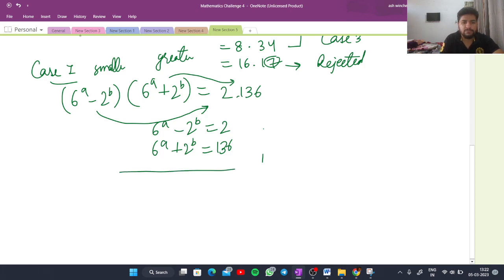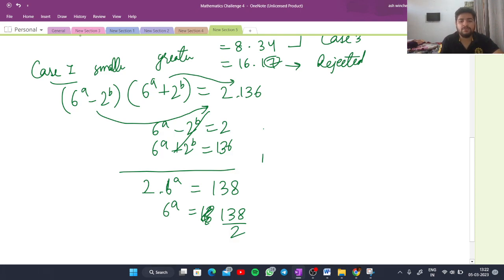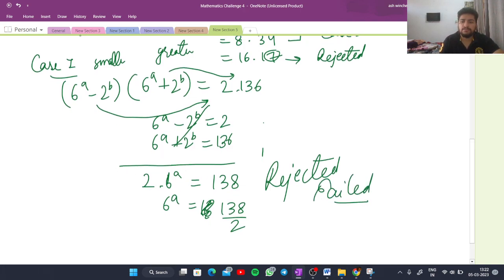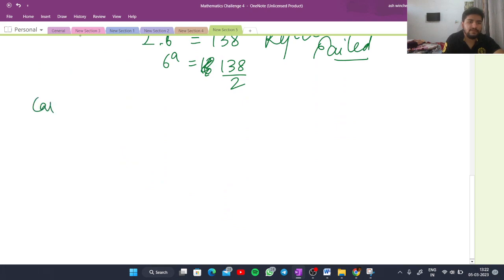Now adding these both terms, the b terms cancel out and it will become 2 into 6 raised to power a equal to 138. 6 raised to power a will be 138 divided by 2. I don't think we can calculate this value as a proper number. This will be a different number and we can't solve it, so this case will be rejected. This case has failed.